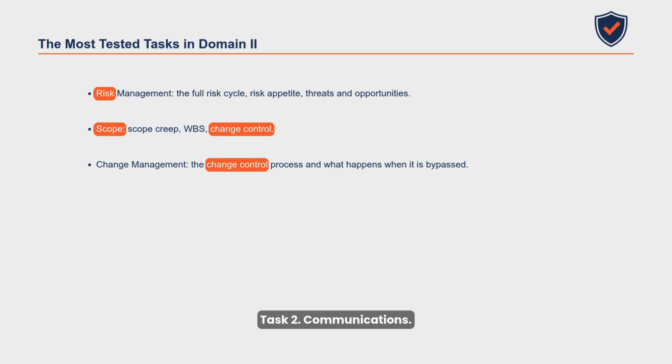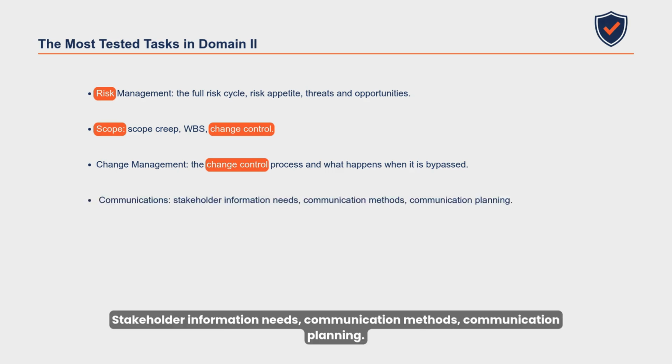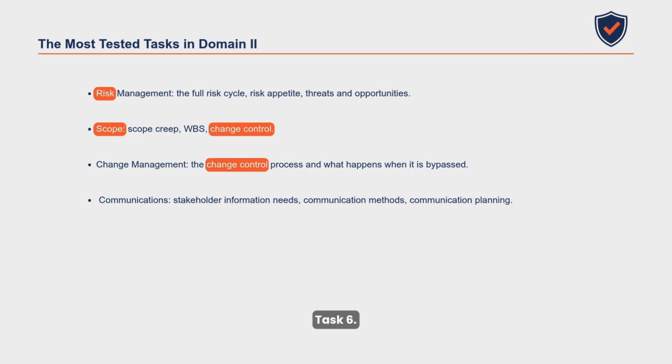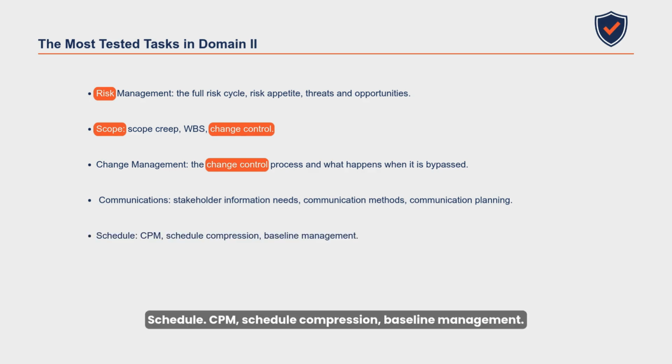Task 2. Communications: stakeholder information needs, communication methods, communication planning. Task 6. Schedule: CPM, schedule compression, baseline management. These 5 tasks together account for a significant proportion of Domain 2 questions. Master them and you have covered the majority of the domain's exam weight.